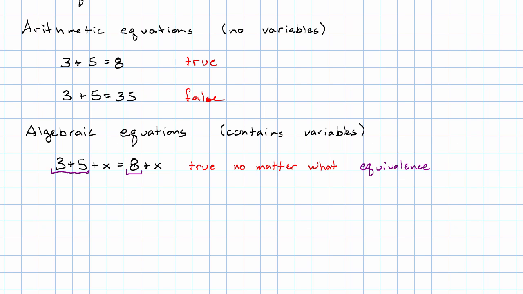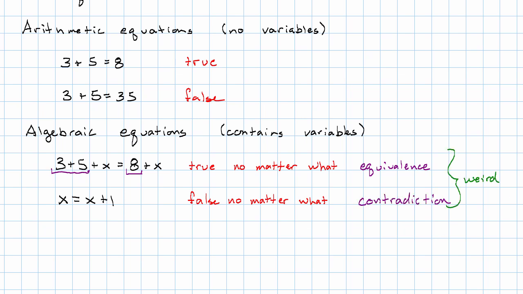On the other hand, we might have an algebraic equation that is false no matter what. For example, the equation x equals x plus 1. There's no number that stays the same when we add 1 to it. This is false no matter what. An equation like this, that's false no matter what, is called a contradiction.